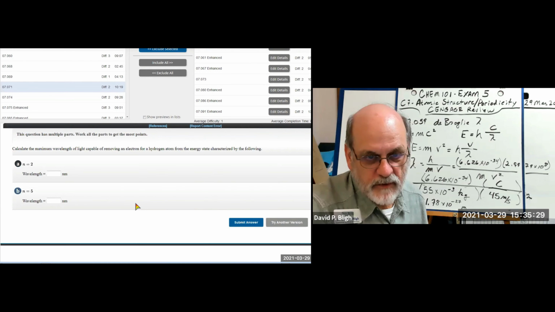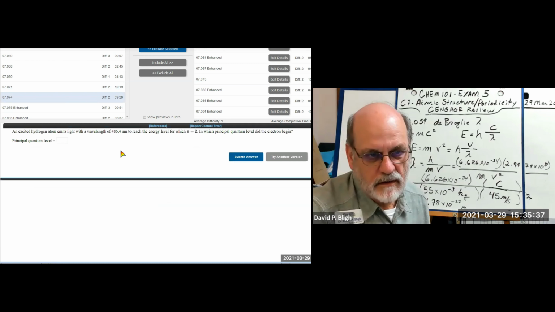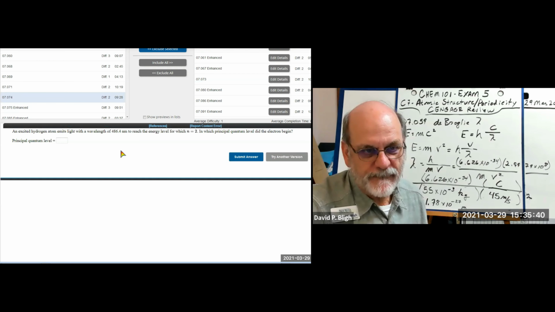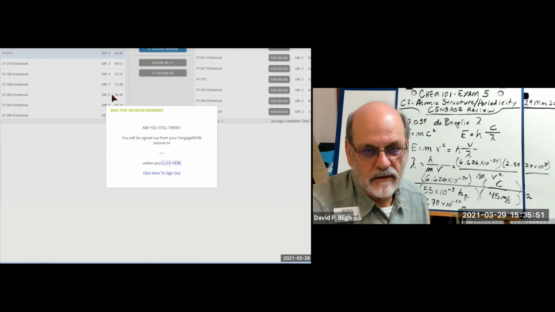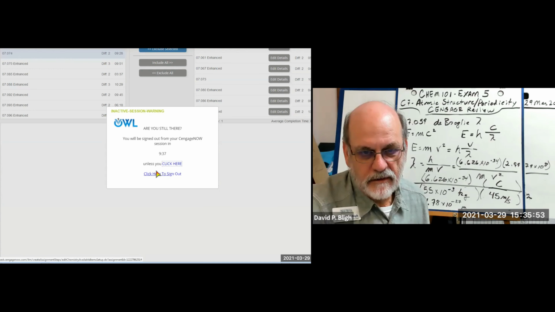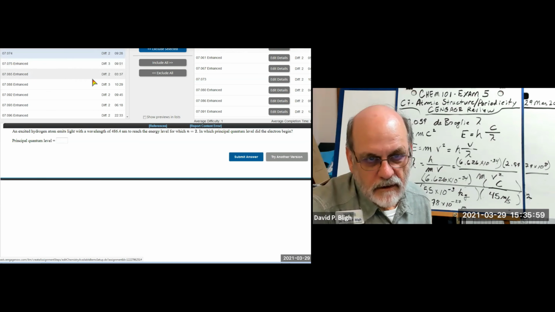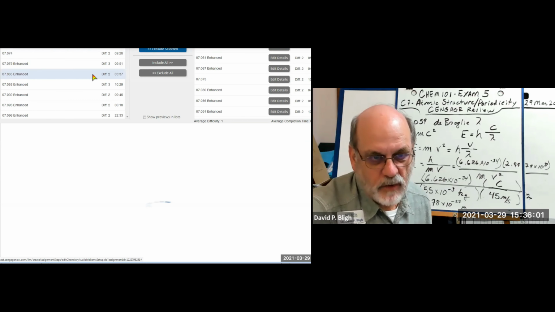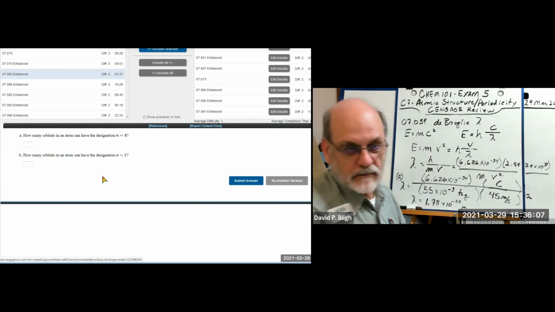Maximum wavelength of light capable of removing an electron from a hydrogen atom from energy characterized by n equals 2. Now, we've done one like that before. An excited hydrogen atom emits light with a wavelength of 4 to reach the energy level for which n equals 2. Yeah, let's keep going before I run out of time. I may just have to quit. Oh, okay. Here we go.